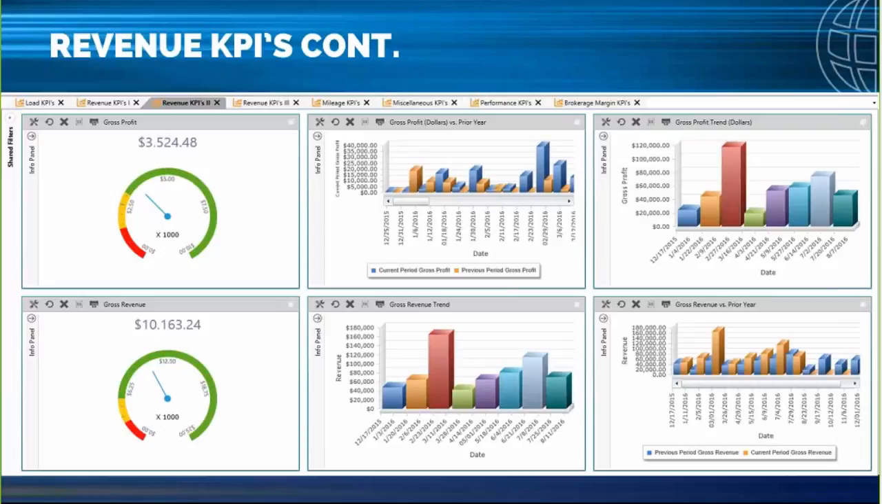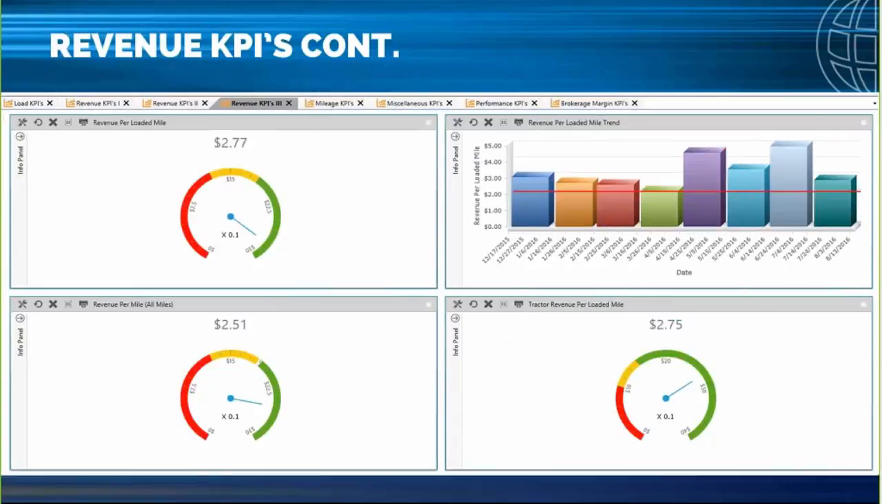Next to that KPI, in the top in the middle, we can see gross profit dollars versus prior year. And next to that, we can see a gross profit trend. On the bottom row, we can see gross revenue trend, and gross revenue versus prior year.